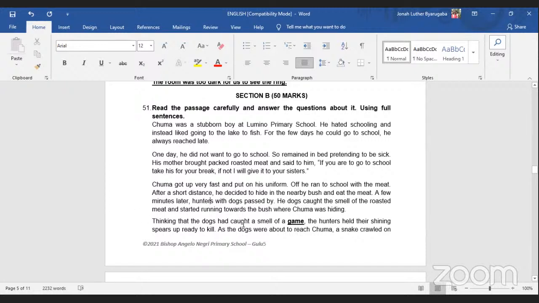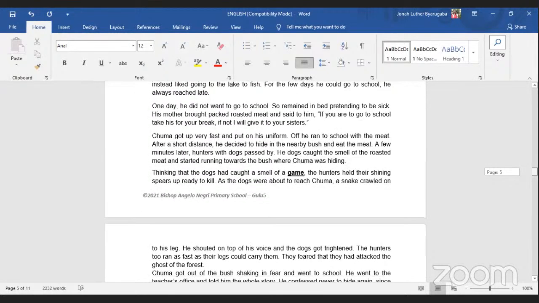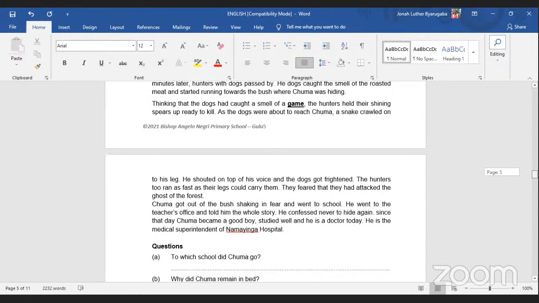Thinking that the dogs had caught a smell of game, the hunters held their shining spears up ready to kill. As the dogs were about to eat Chuma, a snake crawled onto his leg. He shouted at the top of his voice, and the dogs got frightened. The hunters too ran as fast as their legs could carry them. They feared that they had attacked the ghost of the forest.